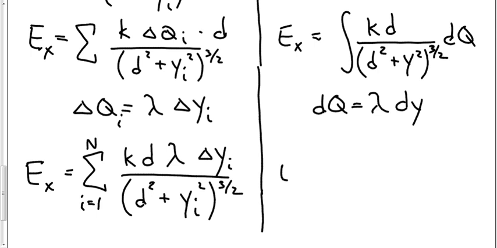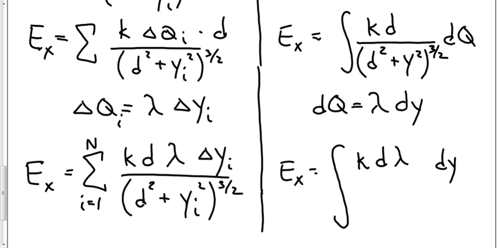So how am I going to write this? Well, my x components add up to the sum of k and d. Now here's where I'm going to make the replacement for dq. It's going to be lambda dy. Again, kind of setting dy off by itself, just from familiarity for a lot of you. 3/2.